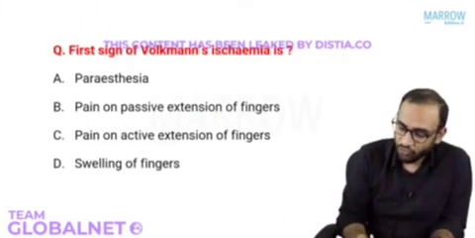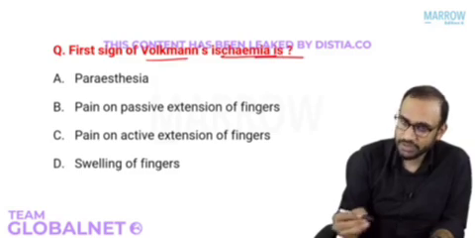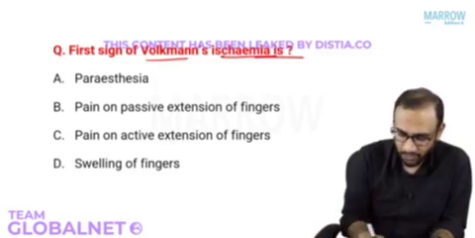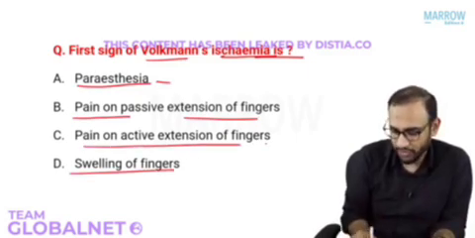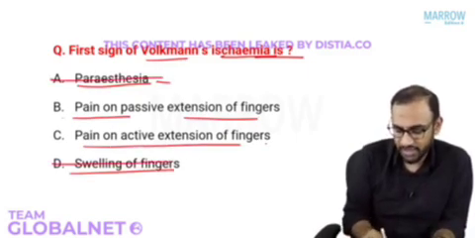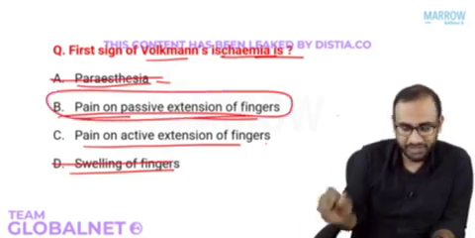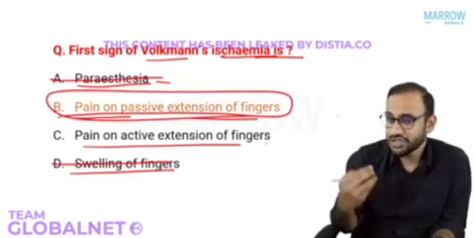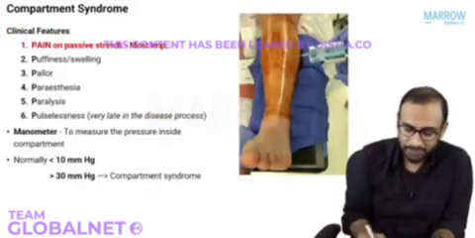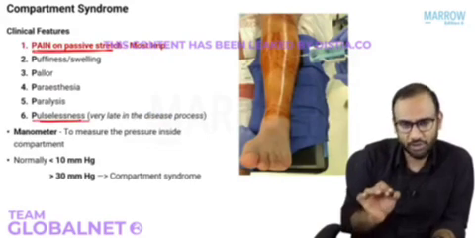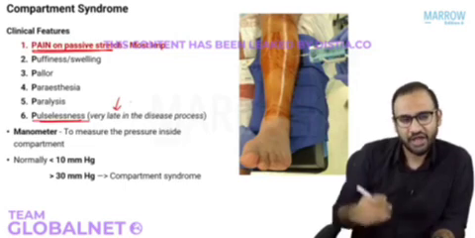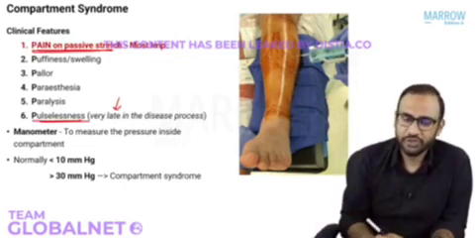The first sign of Volkmann's ischemia, so they're talking about compartment syndrome. Paresthesia, no. Pain on passive extension of the fingers. Pain on active extension of the fingers. Swelling of fingers. Not swelling, not paresthesia. It's definitely pain on passive extension or pain on passive stretch of fingers. Please remember, pain is the most important sign. Pulselessness is the least important sign. It's the latest sign. And in an unconscious patient, you diagnose it with a manometer.